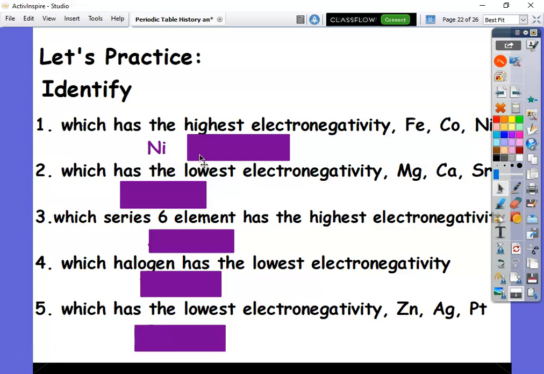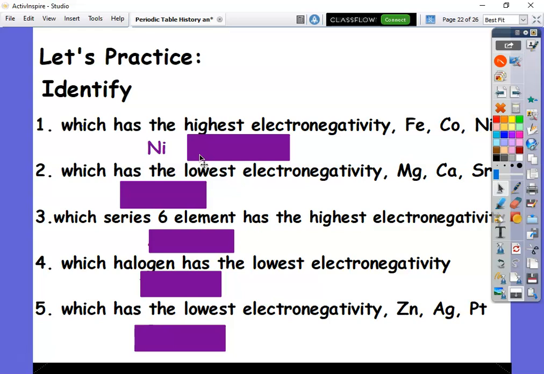That means the nucleus has a greater attraction for the electrons in nickel atoms. That has to do with the effective nuclear charge: there are more protons in the nucleus of nickel than in cobalt or iron. And so that greater effective nuclear charge means attracting new electrons into the atom is easier.